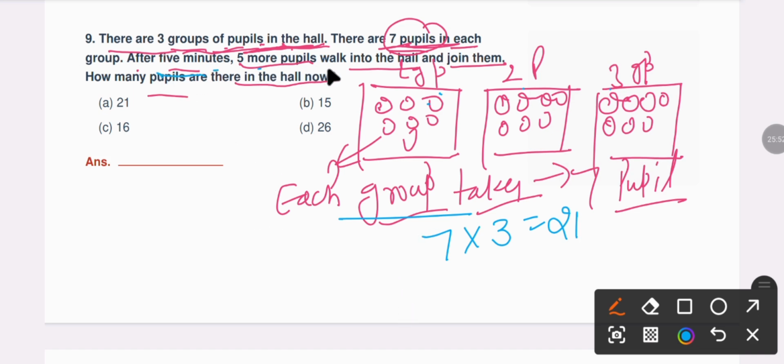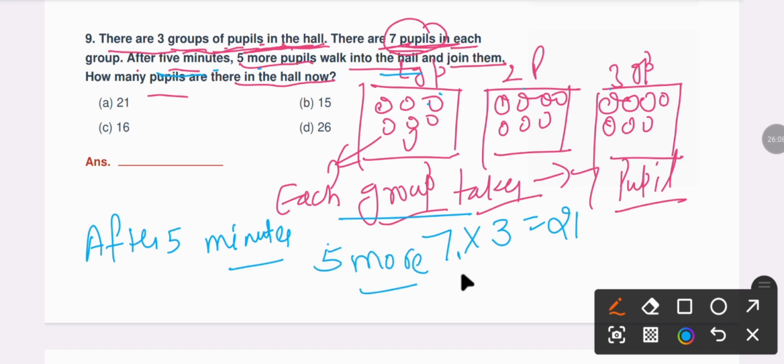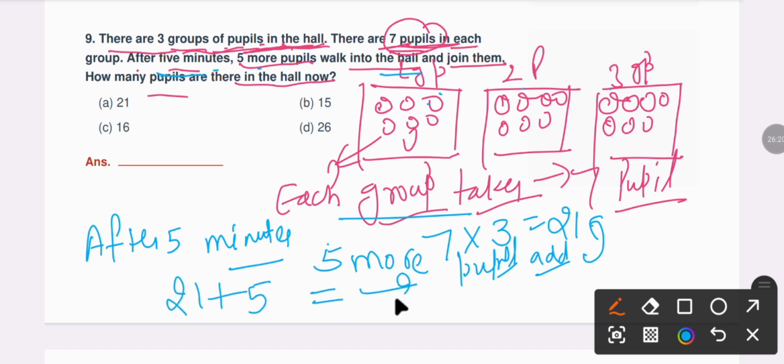After 5 minutes, 5 more pupils walk into the hall and join them. So we add: 21 plus 5 is equal to 26. The correct option is D option, 26. That is the right answer. Go through to the next question.